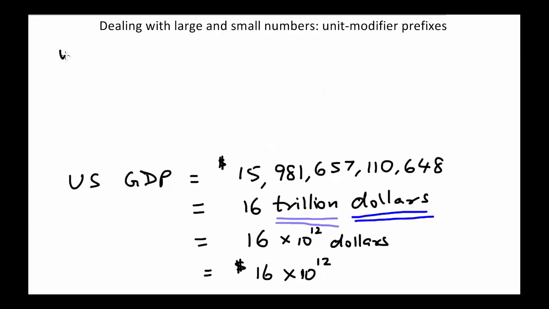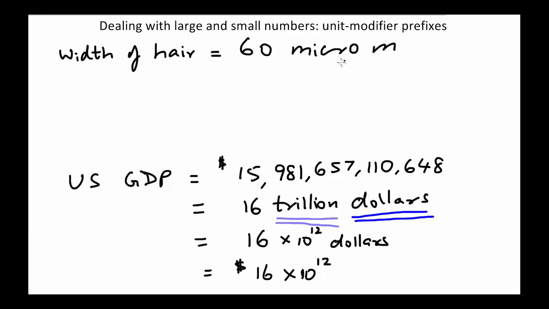For example, the width of a human hair is roughly 60 micrometers, where in this case meters is our standard unit and micro is our unit modifier. And micro stands for 10 to the power of -6. So the width of a human hair is 60 times 10 to the power of -6 meters.